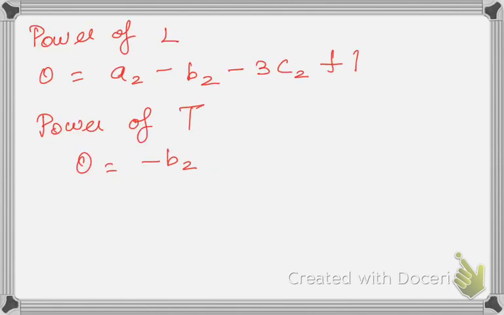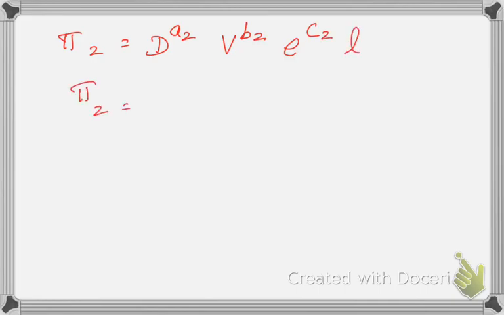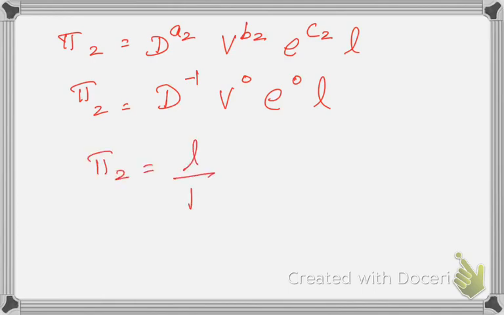Now substitute the value of B2 and C2 in the power of L. I'll be getting 0 is equal to A2 minus 0 minus 3 into 0 plus 1. So I'll be getting my A2 value as minus 1. Now my pi2 is equal to d power A2 V power B2 rho power C2 into L. So pi2 is equal to d power minus 1 V power 0 rho power 0 into L. So pi2 is equal to L by d.